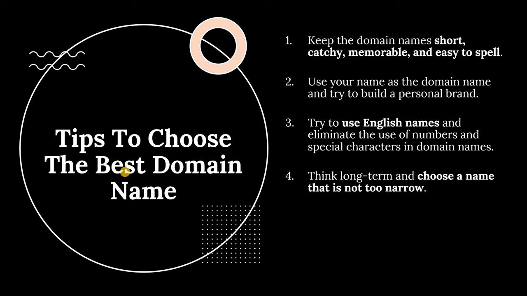And number 4, always think long term and choose a domain name that is not too narrow. For example, you may start with a very niche domain name, and later once your blog grows in authority and you want to write about more related topics, you might be constrained by that. For example, let's say you started a blog named something like strengthtrainingmasteryabc.com, where ABC could be anything. So basically it's about mastering strength training.